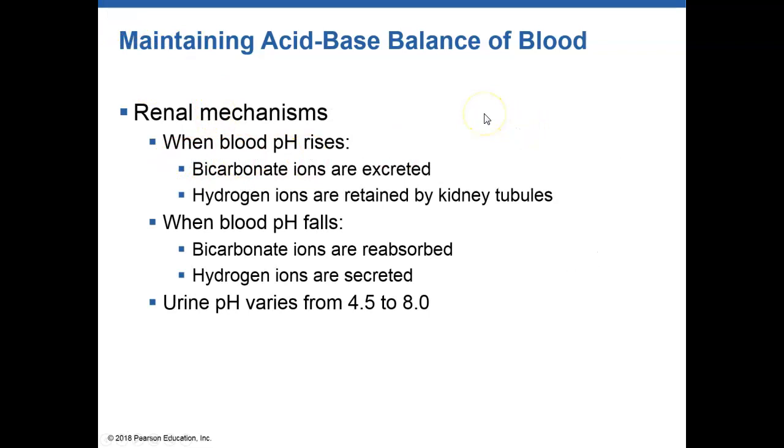And then the main mechanism is our kidneys. When pH rises, we're going to excrete the bicarbonate ions, and we're going to retain the hydrogen ions. But if pH starts to fall, then we get rid of the hydrogen ions. Our urine becomes very, very acidic, and we take in all of those bicarbonates. And so the urine pH will depend on our body pH as well.